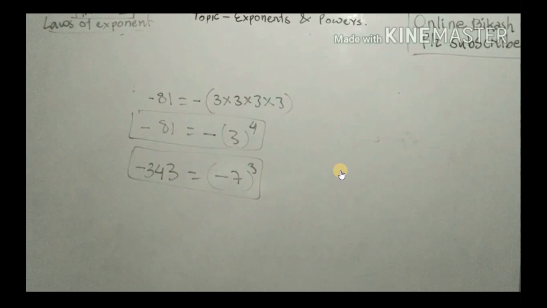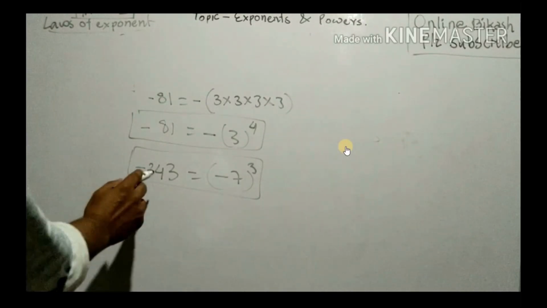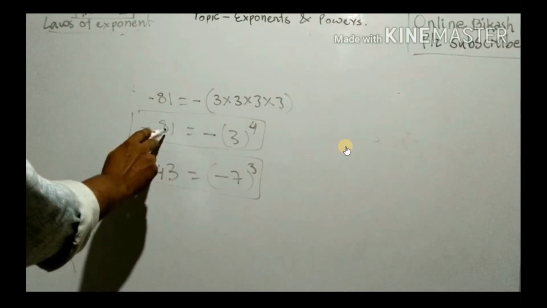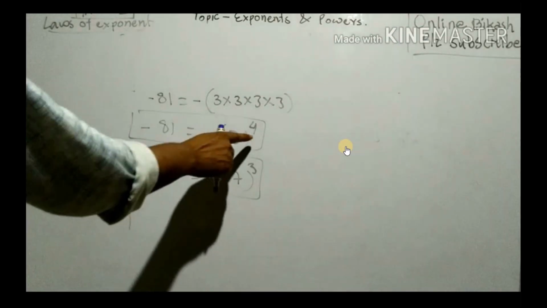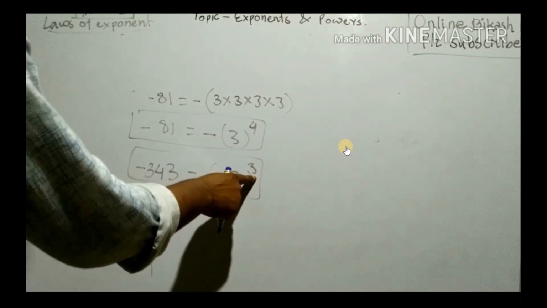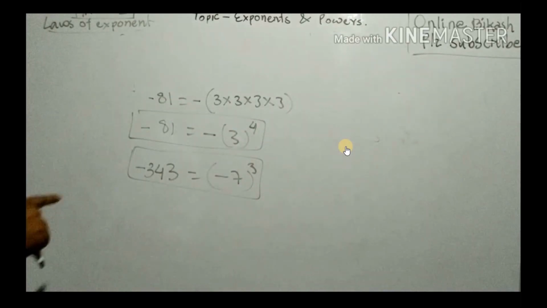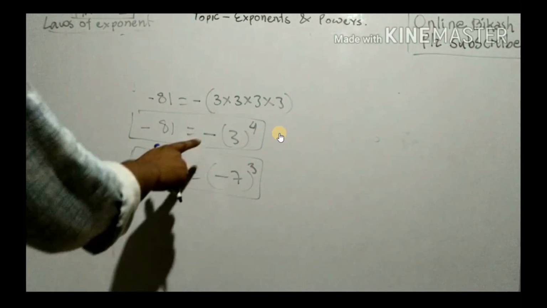This whole thing is actually because of the power. If you see the power here is 3 and here the power is 4. The 4 is an even number and 3 is an odd number. If we put the minus sign inside the bracket in case of minus 81, then the minus will vanish. Why? Because the power is even. And we already learned that whenever the base is negative and the power is even, the answer will become positive.